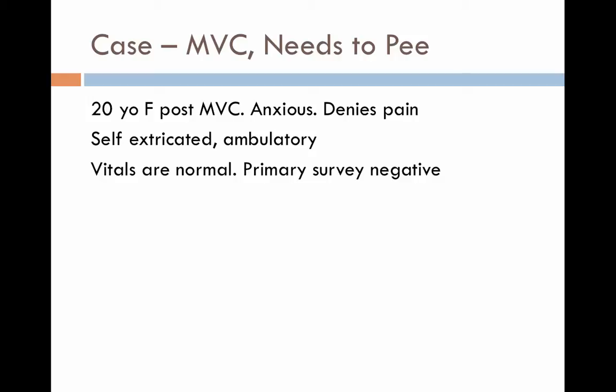She's a 20-year-old female. She comes in after a motor vehicle crash. She's anxious, kind of scared after this whole crash, but she didn't really have any pain. She got out of the car on her own. She was ambulatory on scene. Her vitals are normal, and we don't really see much on her primary survey, but she's kind of distracted. She has to pee. She's anxious, so who knows?